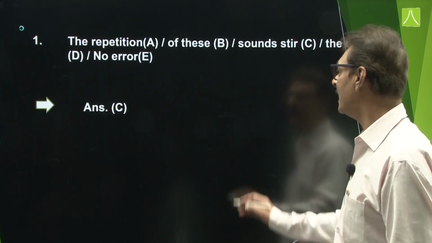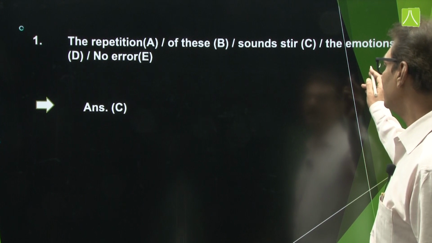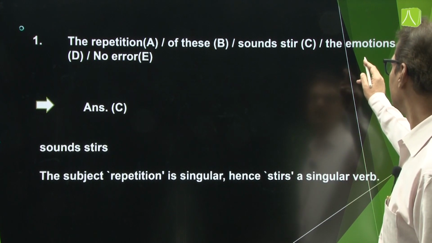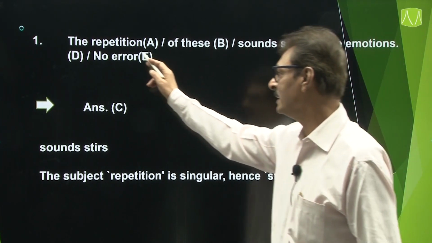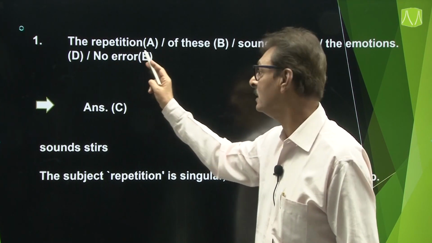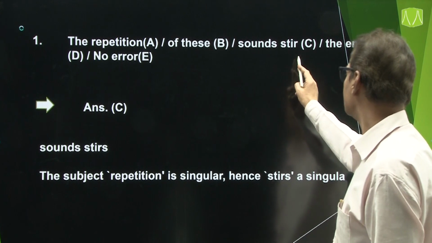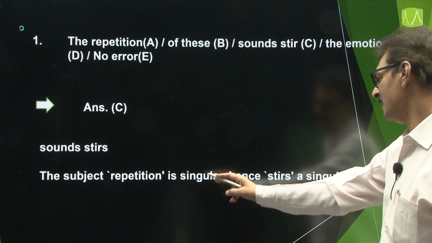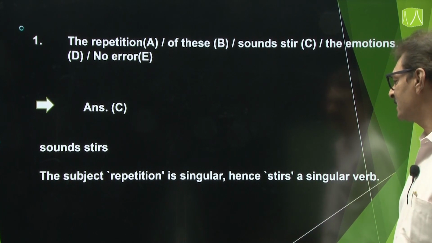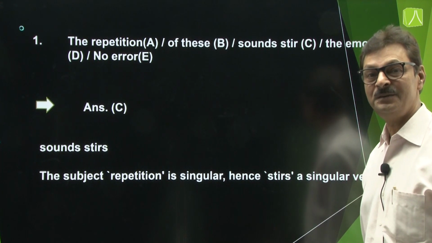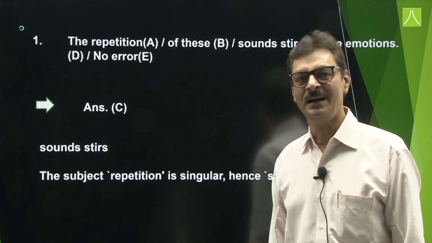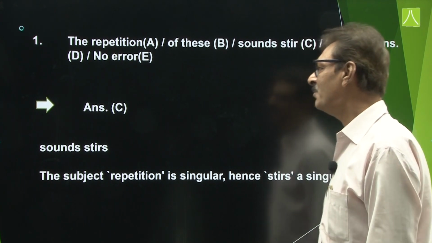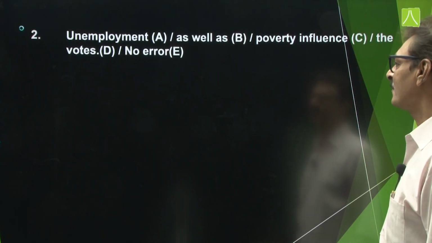Error है क्या? The error is in part C. And where is the error? Sounds stirs the emotion. The repetition, हम तो बात किसकी कर रहे हैं? What about the repetition? So repetition of these sounds stirs the emotions. So subject repetition is singular, hence stirs should be a singular verb. So friends, be very careful where error spotting sentences are concerned. Moving on with the next example.